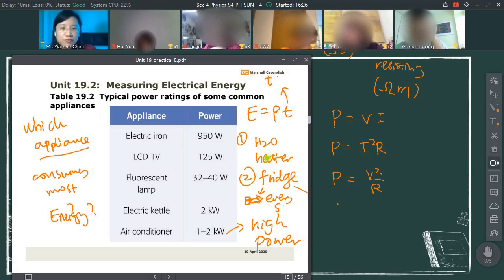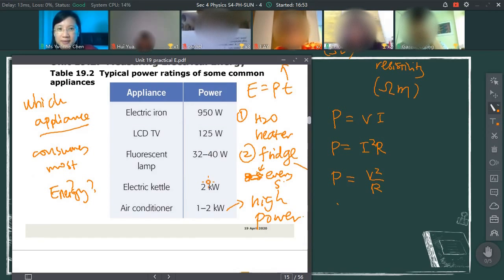Even for heater, even for aircon, although the power is big, we don't always switch it on. We won't switch it on for every single second. Even aircon, maybe we switch it on when it's hot, like in April, in May, but not always. For electric kettle, I don't think any of you need to boil water every single second. So far, okay? Make sense?